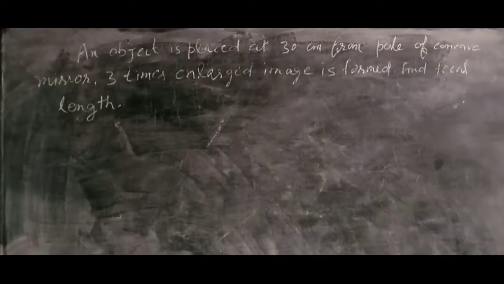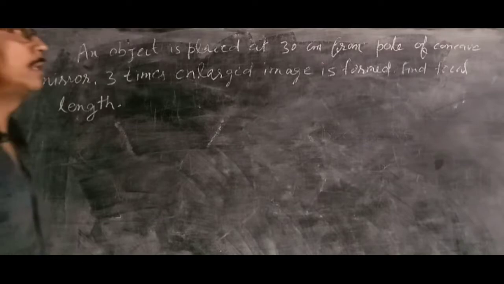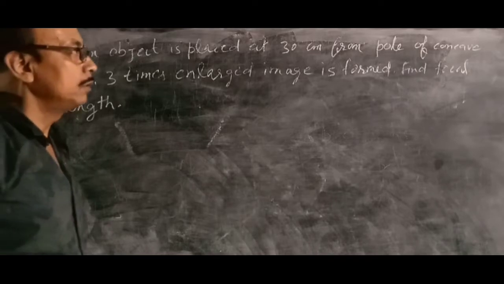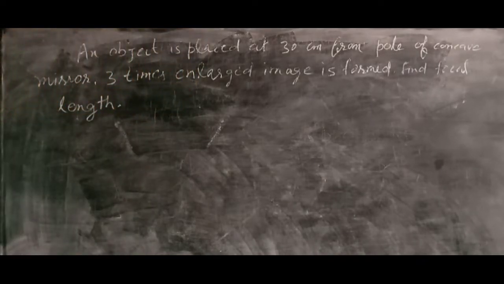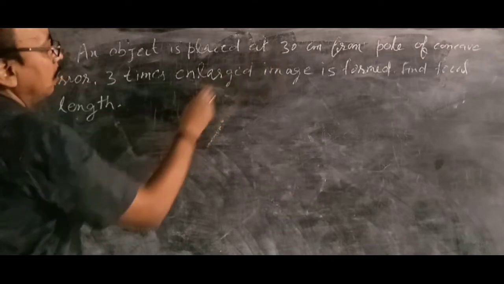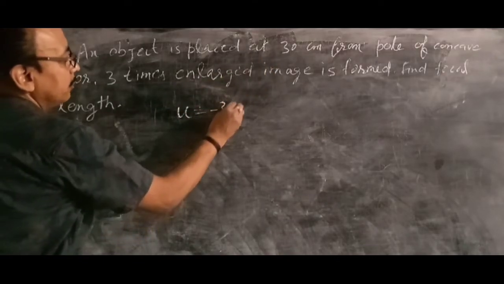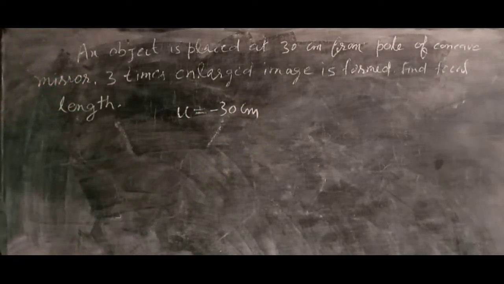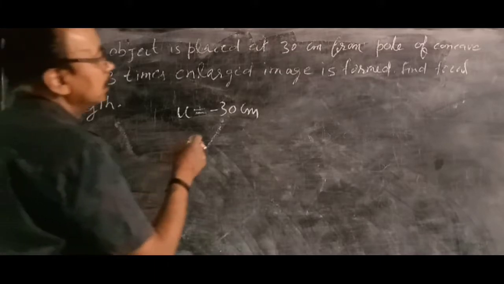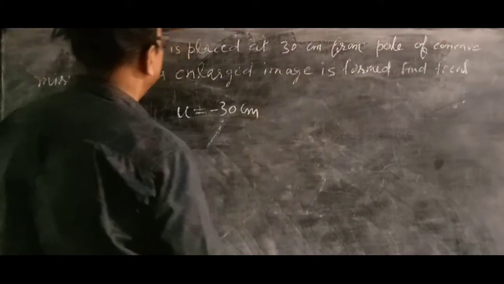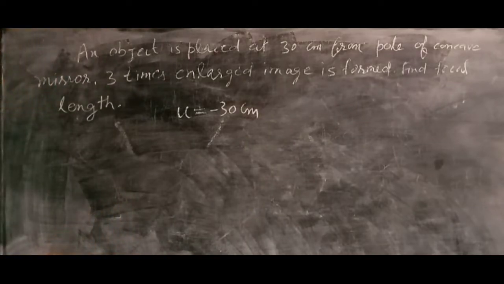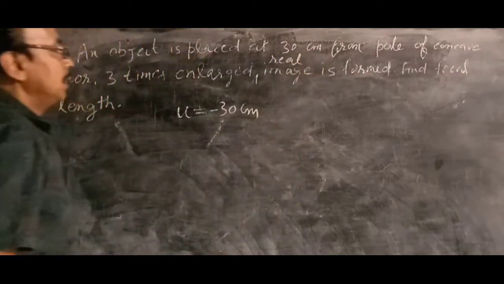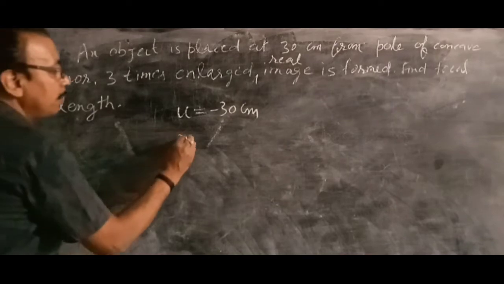An object is placed at 30 centimeter from pole of concave mirror. 3 times enlarged image is formed, find focal length. Now we are given here u equal to minus 30 centimeter, as we know that object is put always left to the mirror. 3 times enlarged image is formed. So here 3 times enlarged real image is formed. It means m equal to minus 3.